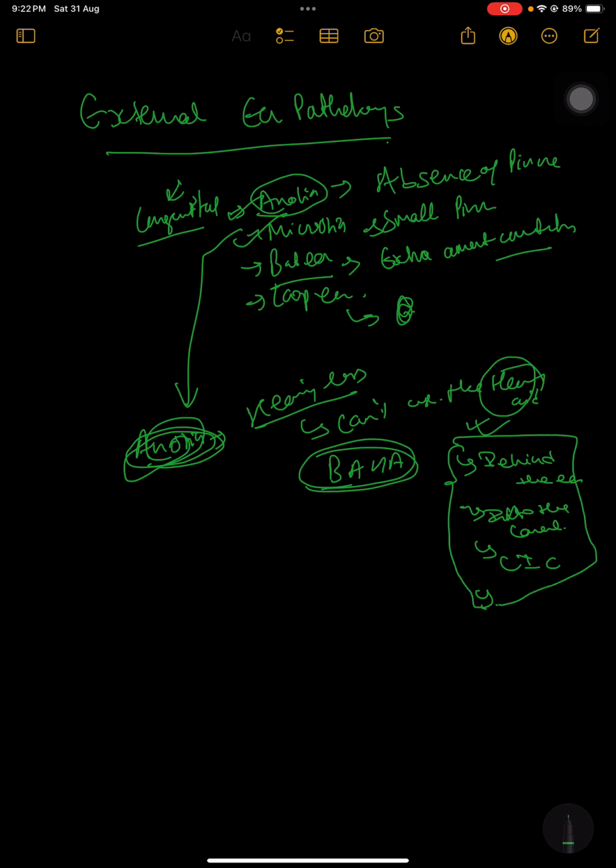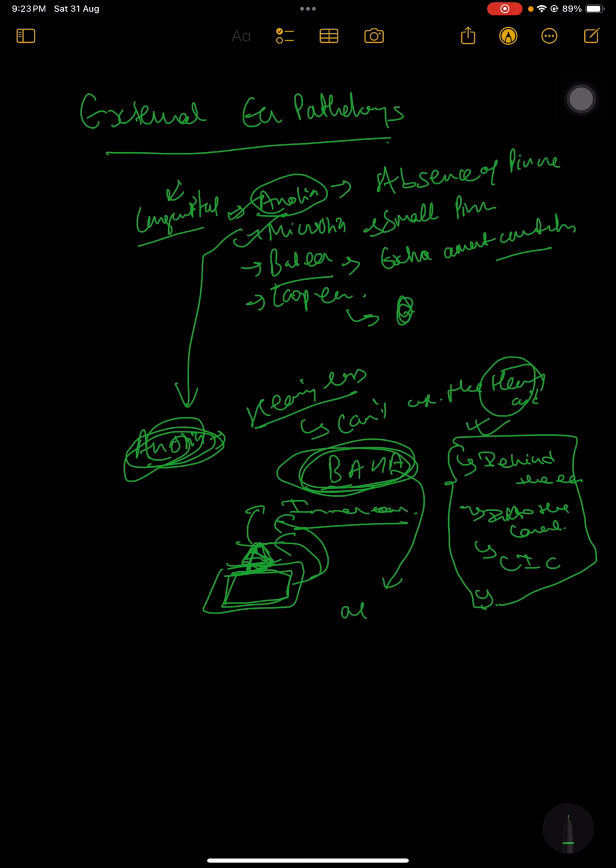So I have to go for BAHA, where there's a titanium screw which is implanted into the temporal bone. After being implanted, we insert a disc shaped vibrator outside, and this sends the sound to the inner ear. But to perform BAHA, the thickness of the temporal bone required is at least 5 mm, and that is only attained at the age of 6 to 7 years.